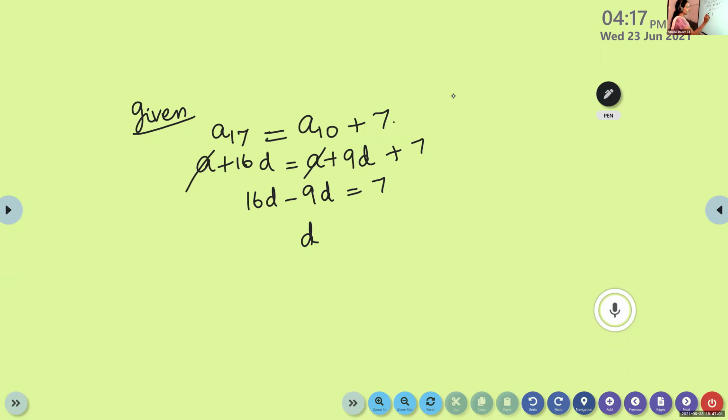What is the value? 7D is 7. Check your answer. D is 1.